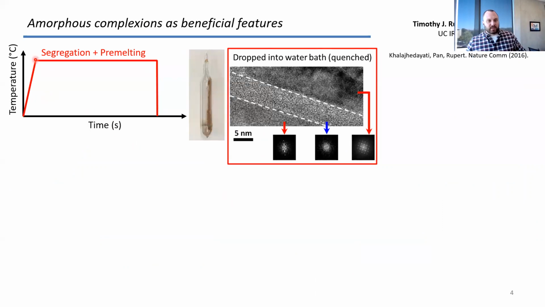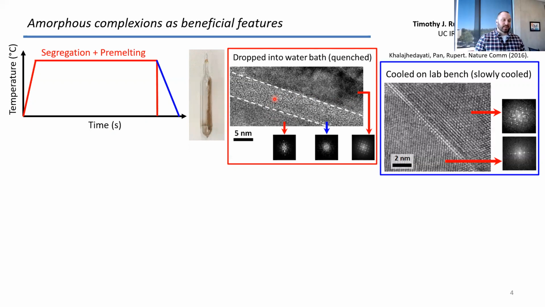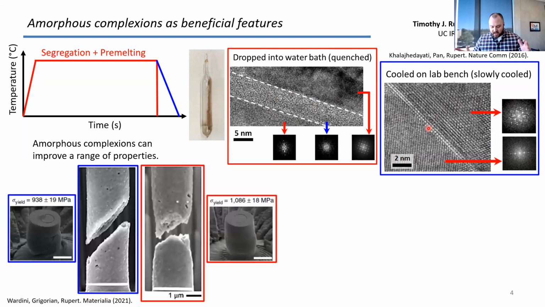We heat up to allow for segregation to the grain boundary to occur. But usually we heat up high enough that we can get a pre-melting transition at the boundary, so the boundaries become disordered. And then if we very rapidly quench down, we end up freezing in some of these amorphous or disordered grain boundaries. We can contrast that with the same set of samples, which are slowly cooled down and then only have the ordered interfaces. And we have lots of evidence that these things are beneficial for properties.